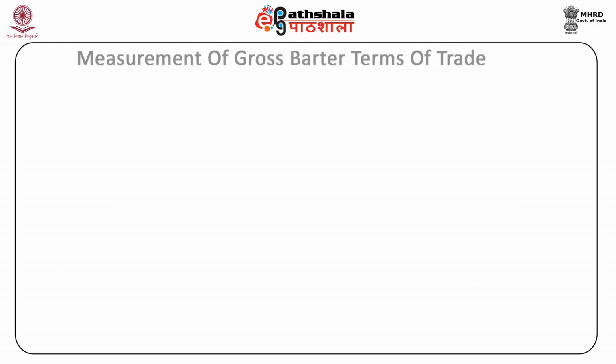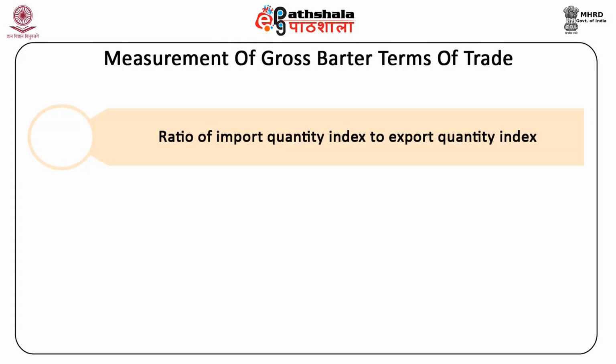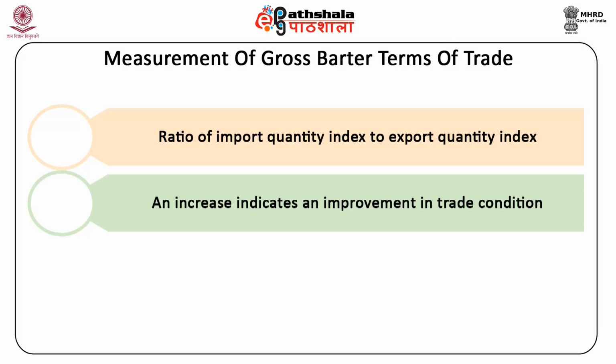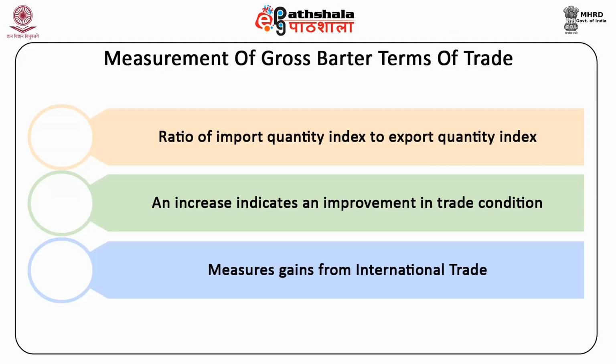The gross barter terms of trade is the ratio of import quantity index to export quantity index. An increase in gross barter terms of trade indicates an improvement in the trade condition of a nation. The concept of gross barter terms of trade is used in the theory of reciprocal demand and in neoclassical theory to measure gains from international trade.